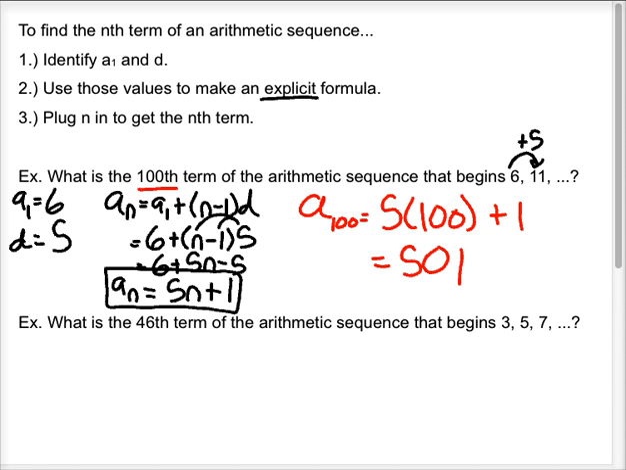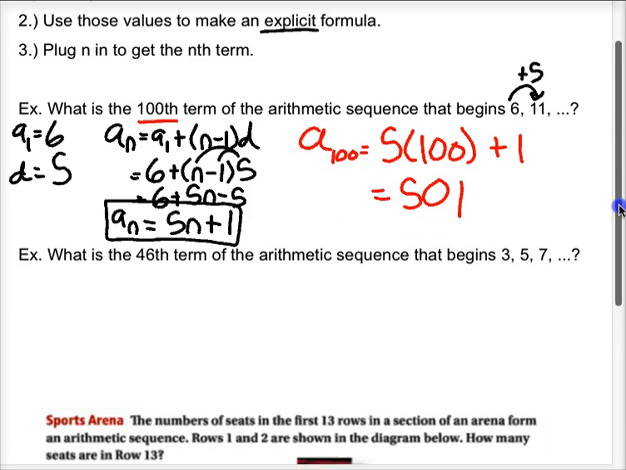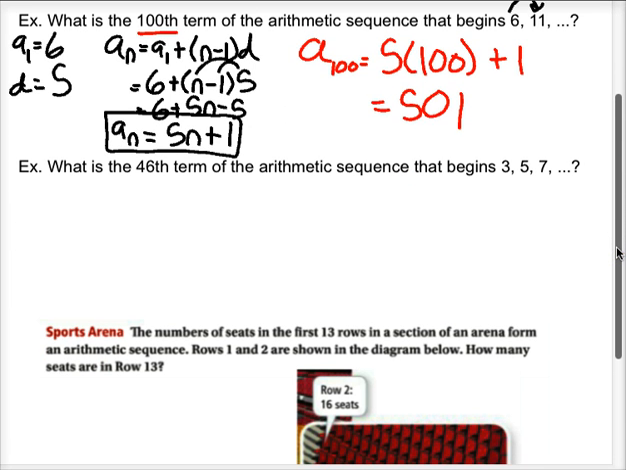Okay, let's look at our next one. So, the two things we have to identify, A1 and D. So, my first term is 3. And what am I adding every time? Well, it looks like to me, I'm adding 2. So my D is going to be 2.